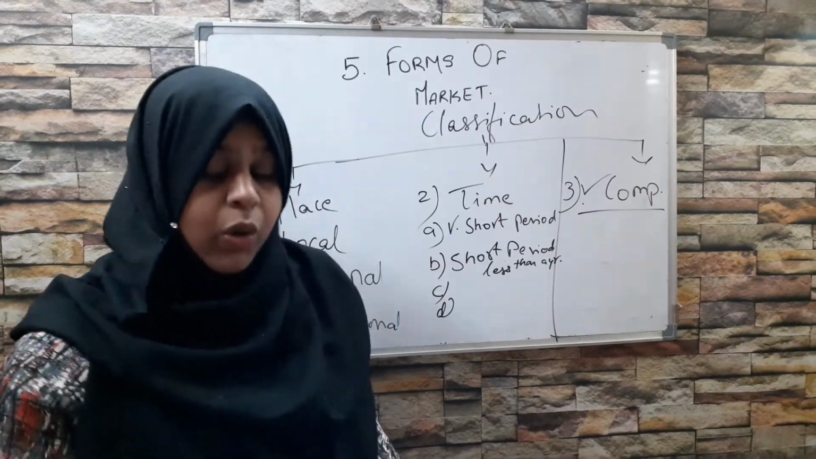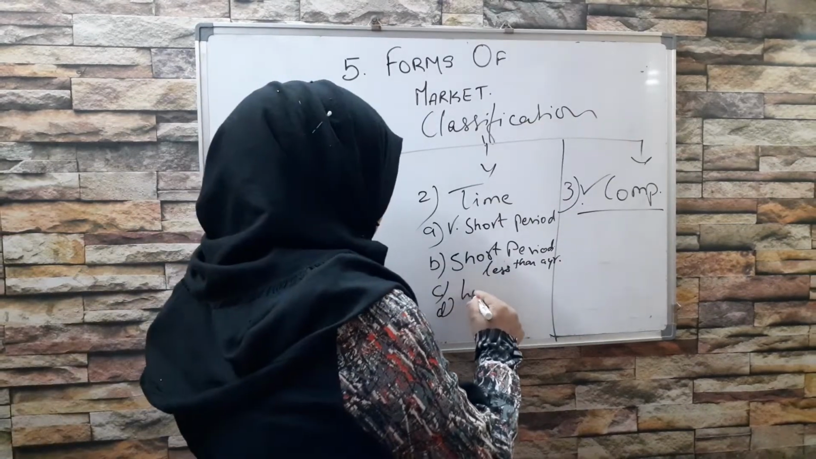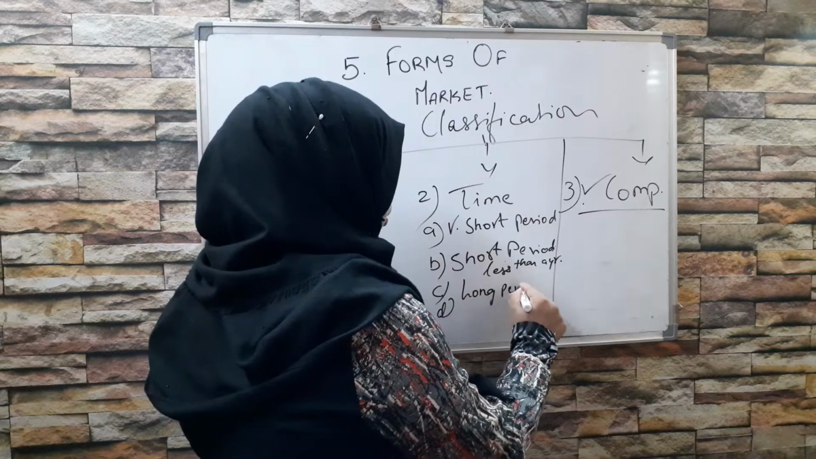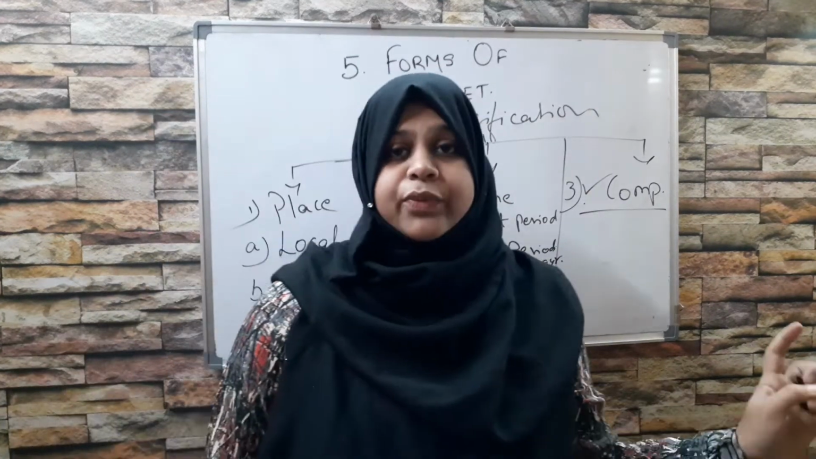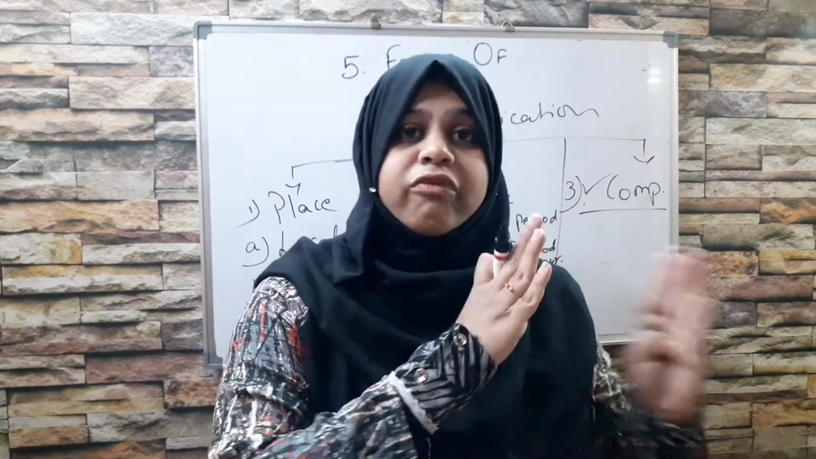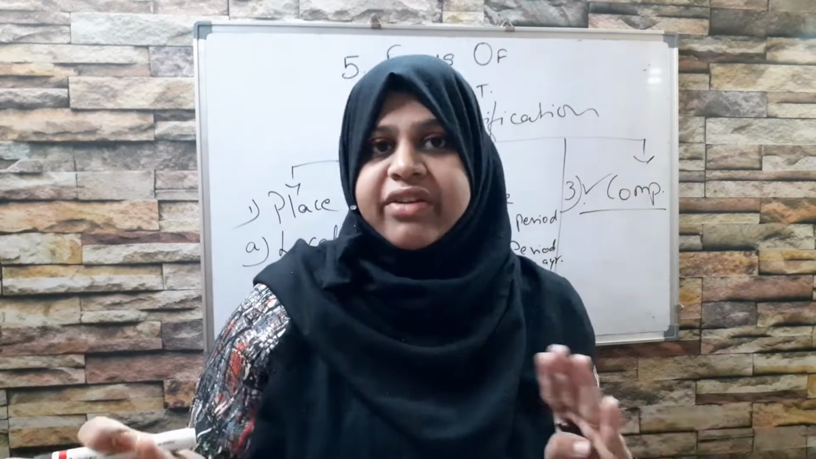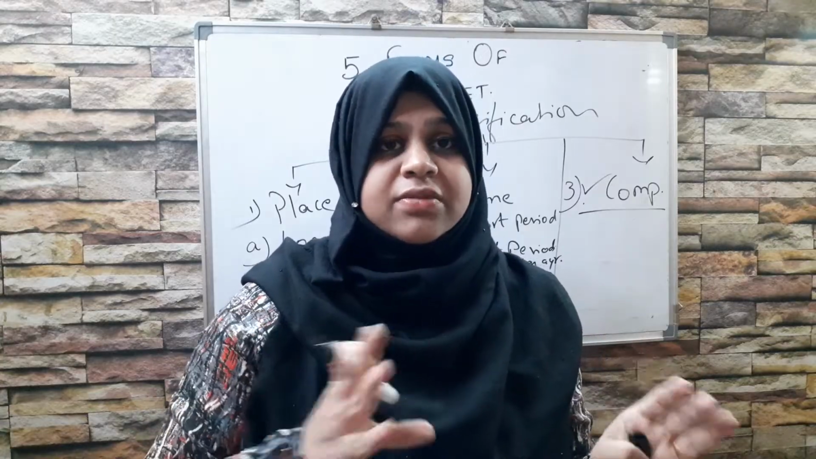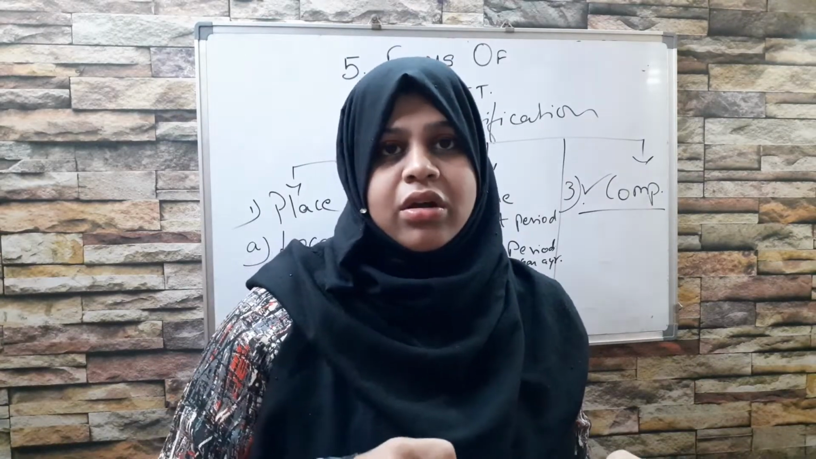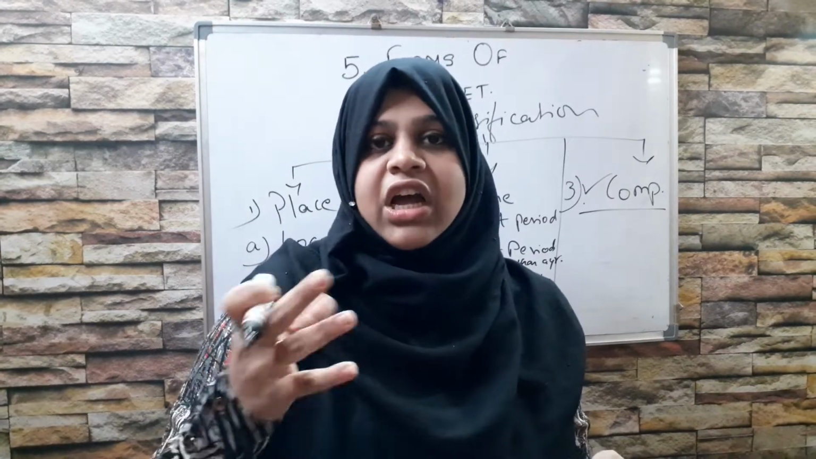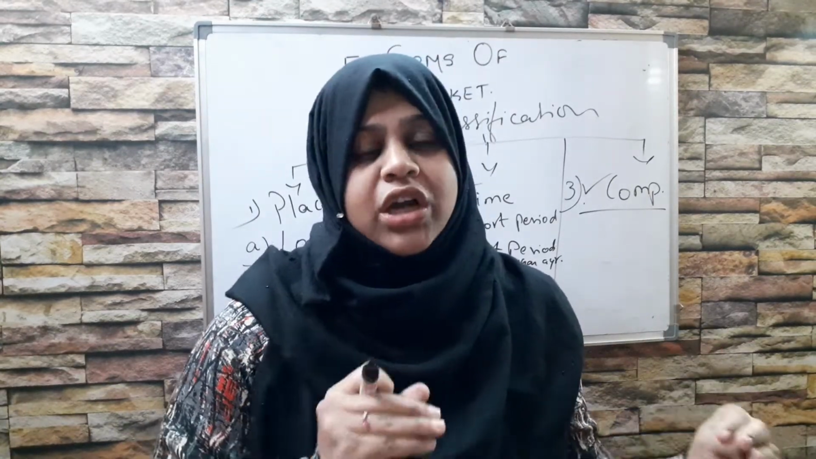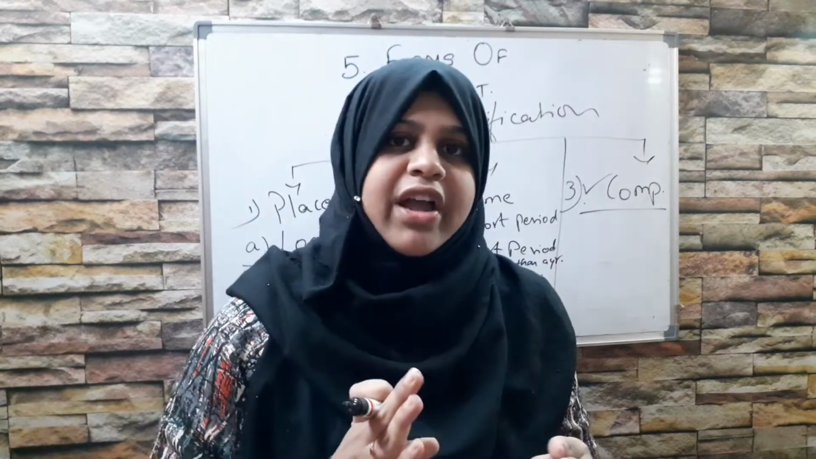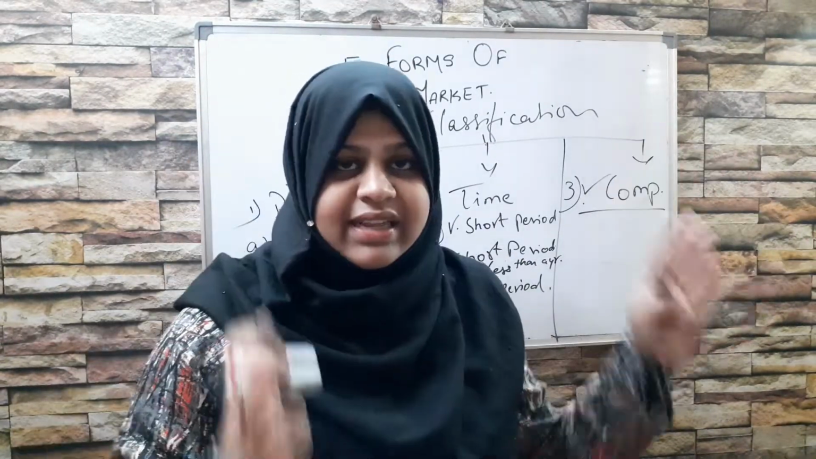Next one, long period. Long period is that particular type of a market which is going to exist between 1 year to 5 years. Now in this particular type of a market, all the factors of production are available for at least 5 years, and that is why the production process continues for 5 years and the market is existing.